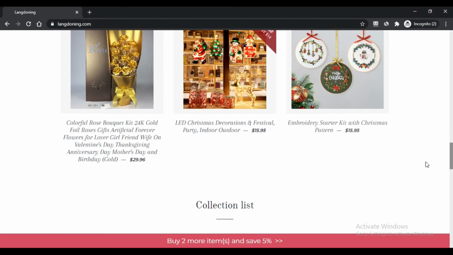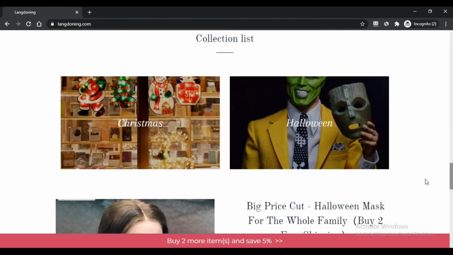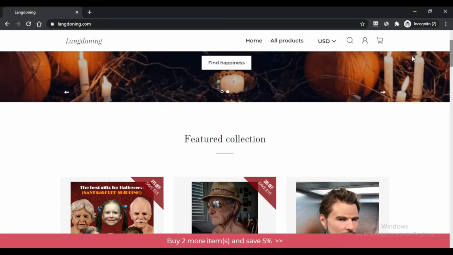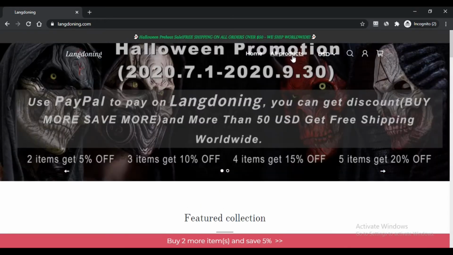Positive aspects of Langdoning.com. First, the website has masks for Halloween at reasonable rates. Second, they offer returns for their products.